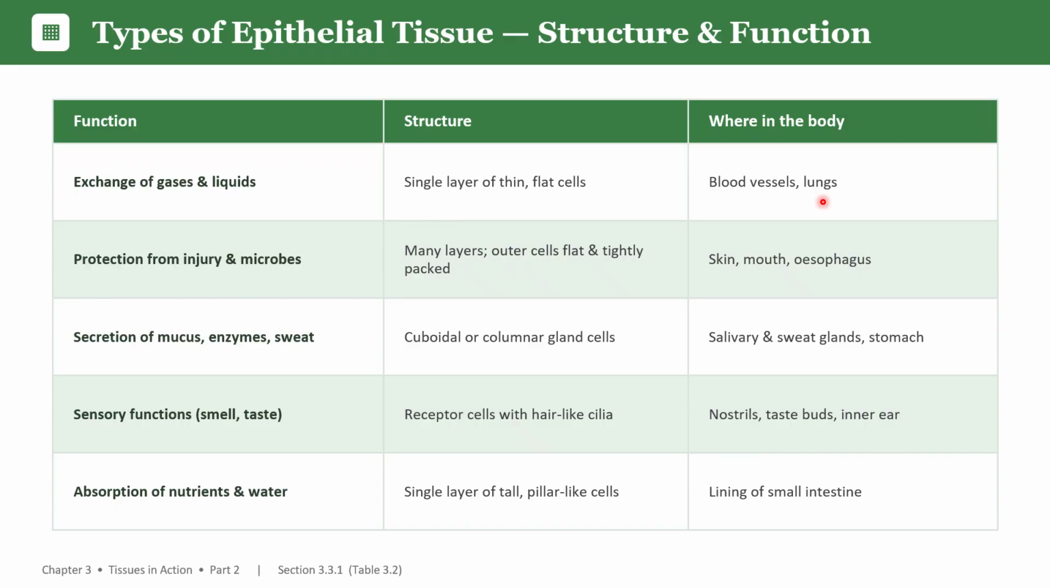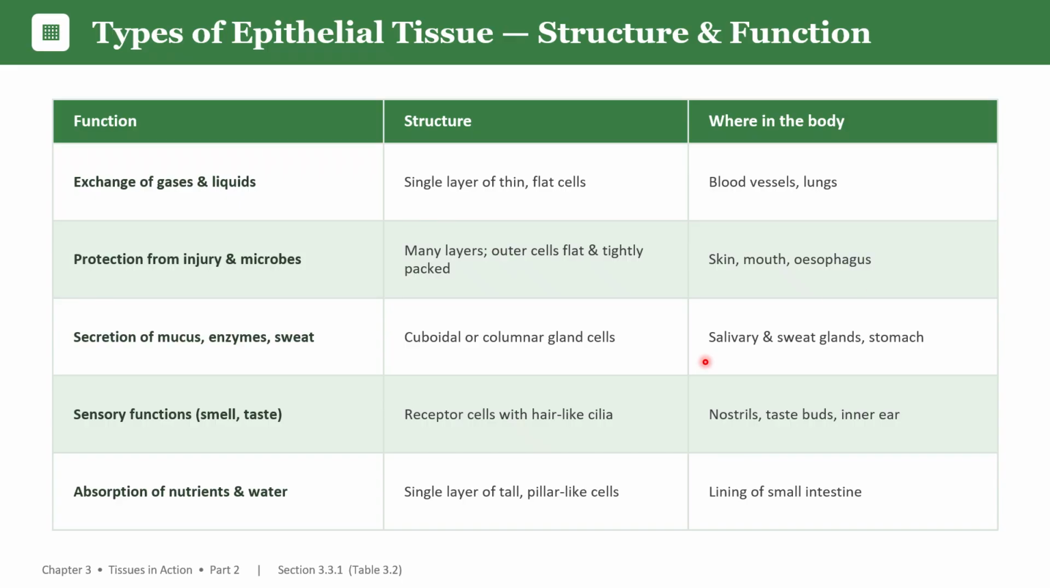Next one is the protective epithelium. There are many layers of tightly packed cells. What is its function? It protects against injury, friction and also microbes. It is located in the skin, mouth and esophagus. It is like wearing several layers of clothing for protection.